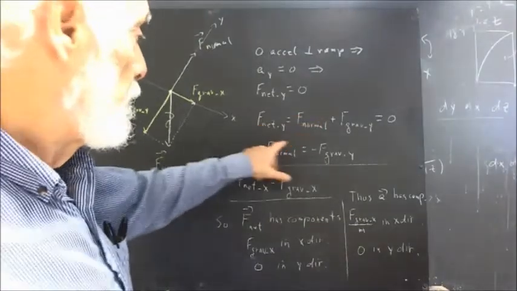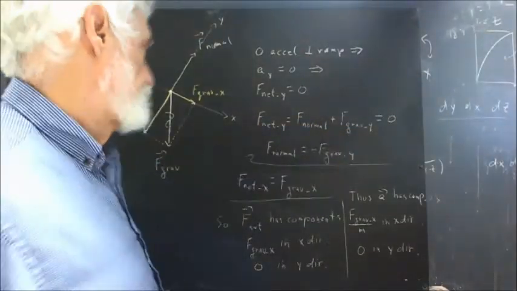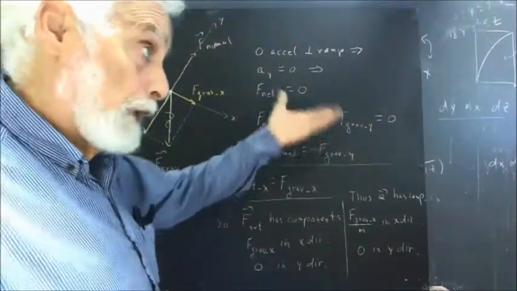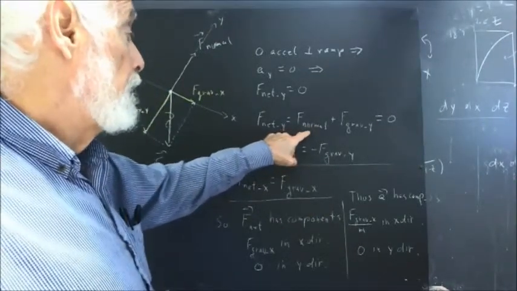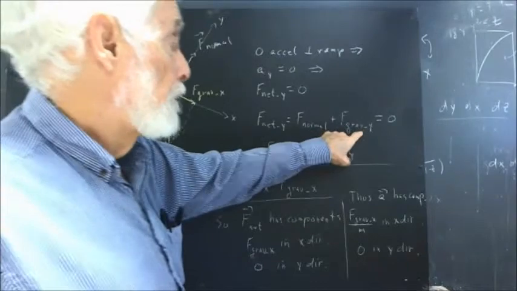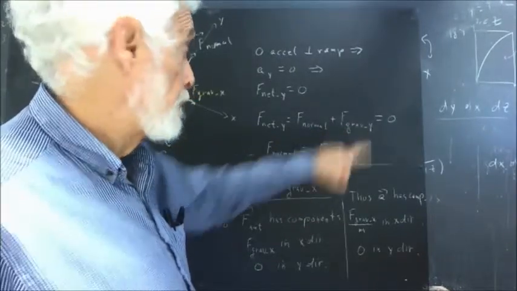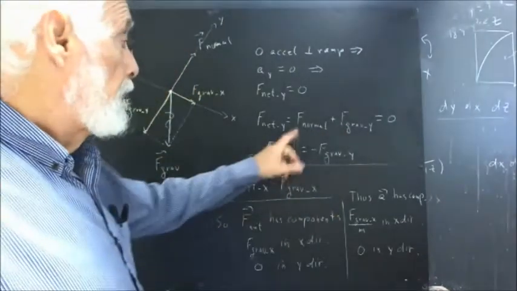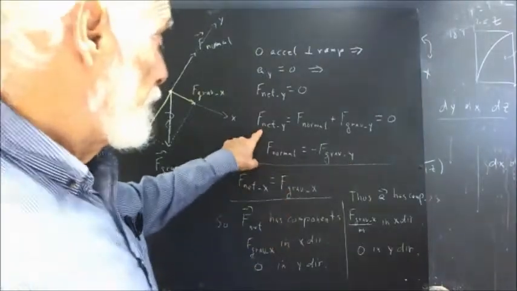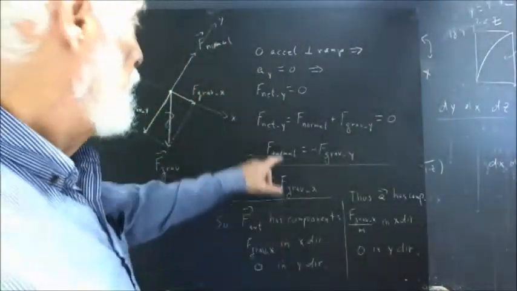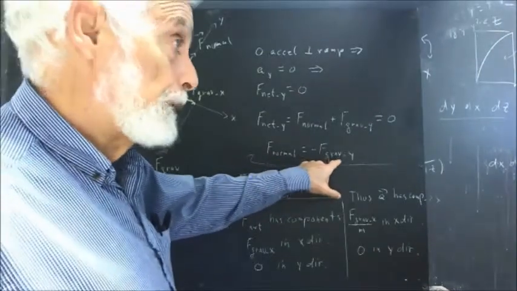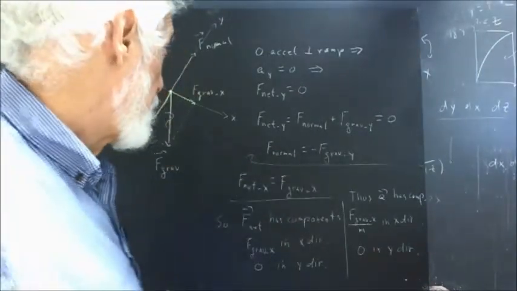And we can write that out in terms of the definition of net force. The net force in the y direction is equal to the normal force plus the y component of the gravitational force. It follows then that since F net y is zero, the sum of these forces is zero, and the normal force is equal and opposite to the gravitational force.